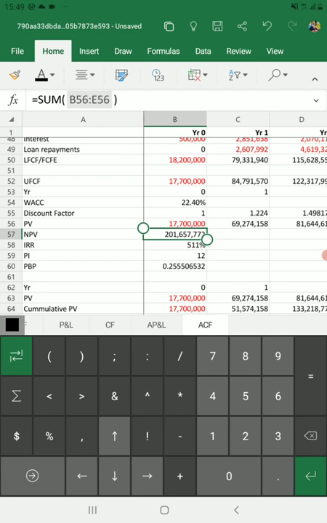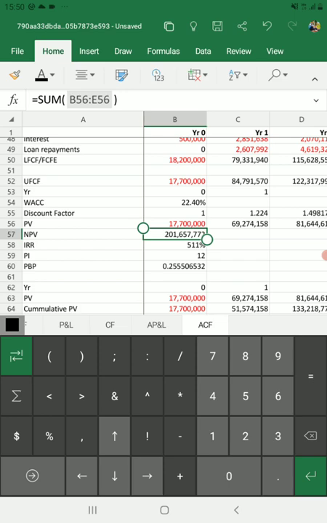And in fact, just within 1 year, we already have 69 million NPV out of a cash outlay of 17 million for injecting into this business for capital and operating expenditure during year zero. So there is no such profitable business in the world. Okay, that is one metric.